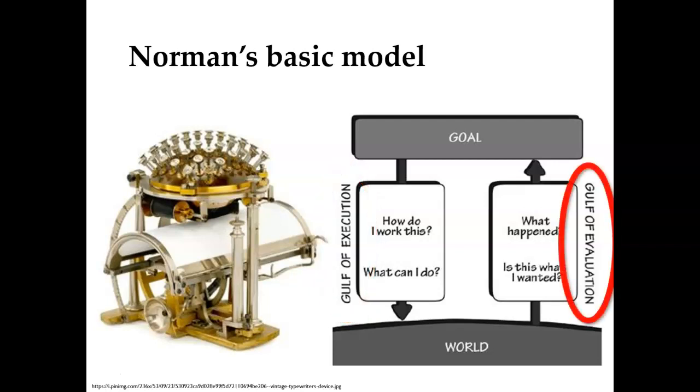Then on the other side, the gulf of evaluation is the gap between the real world and our goal state. So is this thing what I wanted to happen? Once I've used the machine, did I get what I wanted? Or when I actually used the machine, what was it that happened? So these 2 pieces of vocab, gulf of execution and gulf of evaluation, are the most important ones you really need to know on this slide. Make sure you write them down, make sure you pay attention to them, make sure you study them. You will need them in the future.